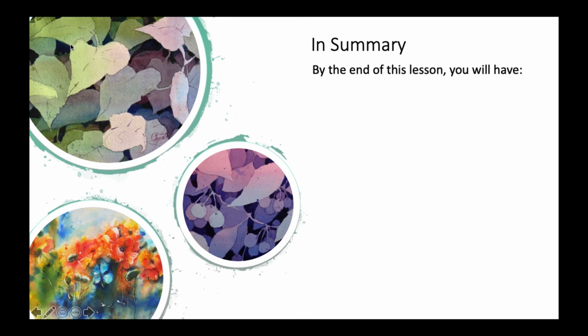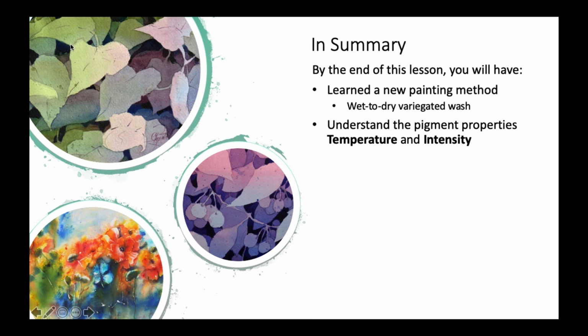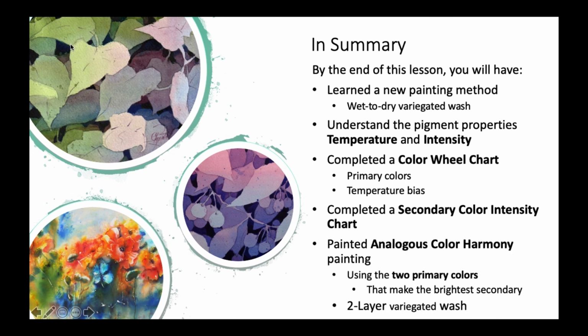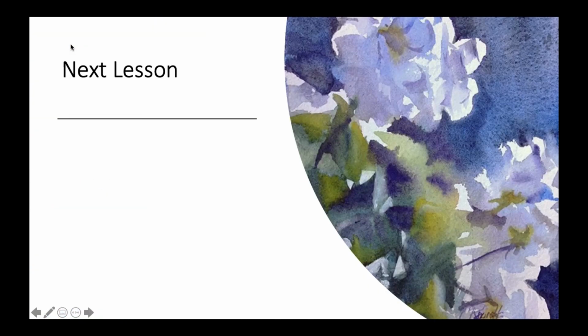In summary then, by the end of this lesson, you will have learned a new painting method, the wet to dry variegated wash layered painting. You'll understand the pigment properties of temperature and intensity. You'll have completed a color wheel chart of your primary colors, 6 primary colors showing temperature bias. You'll have completed a secondary color intensity chart, and you'll have painted an analogous color harmony painting using the 2 primary colors that make the brightest secondary and a 2-layer variegated wash painting.